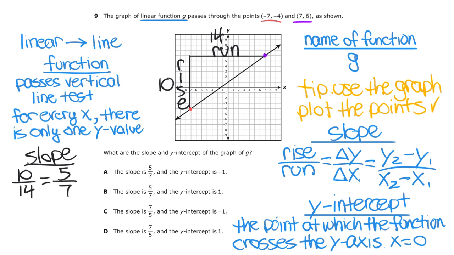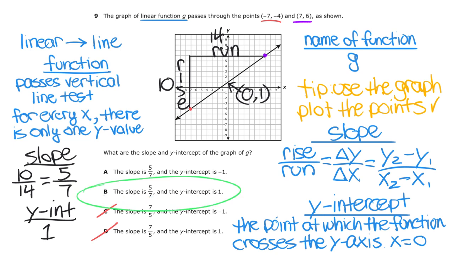Now let's look at the answers and eliminate the ones that are incorrect. Answer choices C and D have a slope of 7/5, so we can cross those off. The last step then is to find the y-intercept. Will it be 1 or -1? Remember, the y-intercept is the point at which the line intersects or touches the y-axis. And that point is (0, 1). So the y-intercept is 1. Going back to the answers, we see that answer choice B represents the correct slope and the correct y-intercept. So the answer is B.